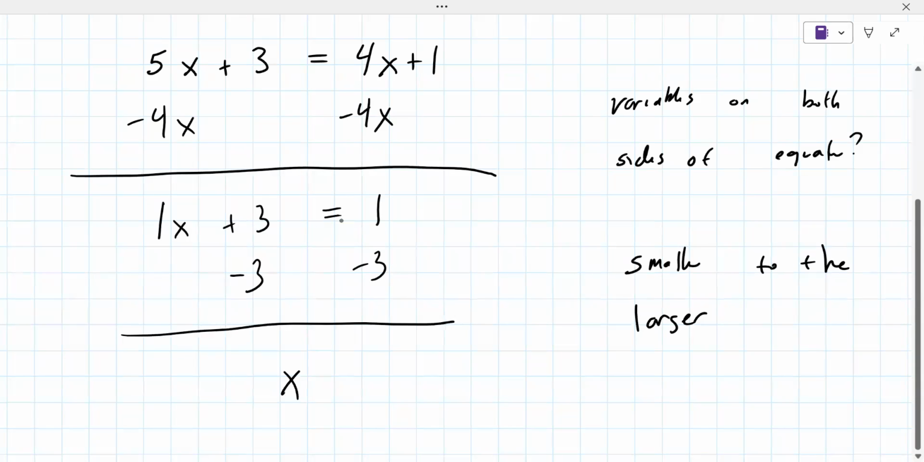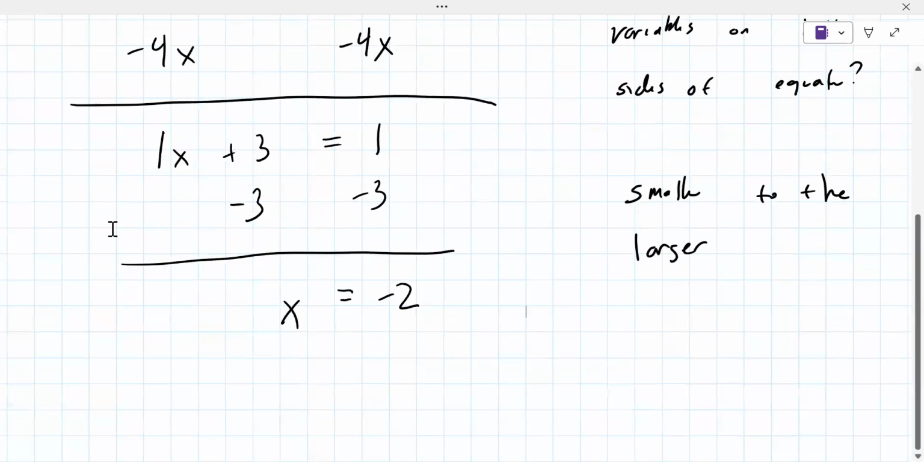So what does x equal? Let me just subtract it down. 1 minus 3 is -2. X equals -2. Good. Okay. So the idea here is you're moving the smaller to the larger. So let's look at another one here.